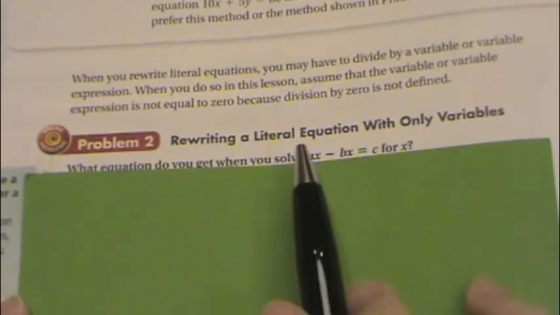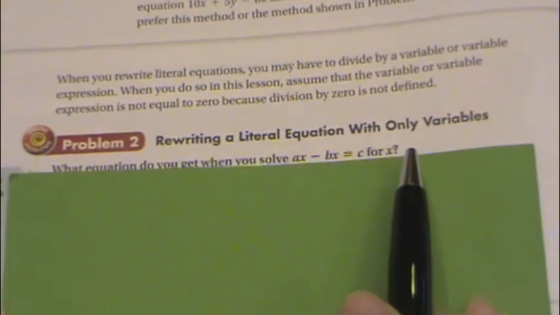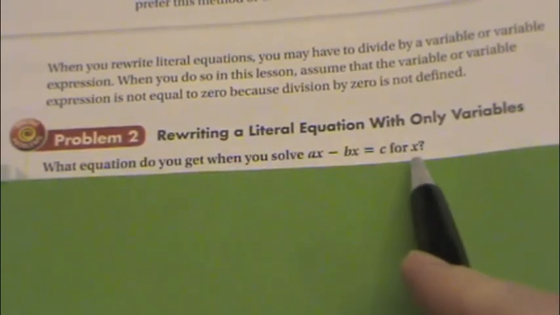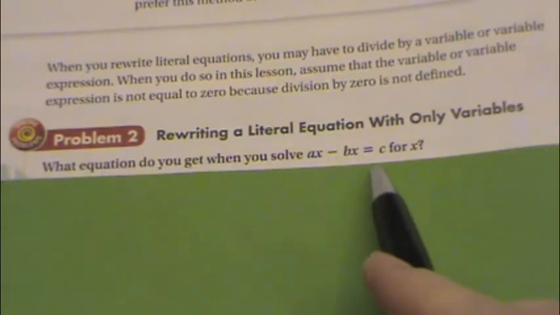And this one is kind of interesting. An equation with only variables. Look at this. ax minus bx equals c. Currently, it is solved for c. They want you to solve it for x. Well, it's no big deal. You're going to use all the skills that you've been using right along.